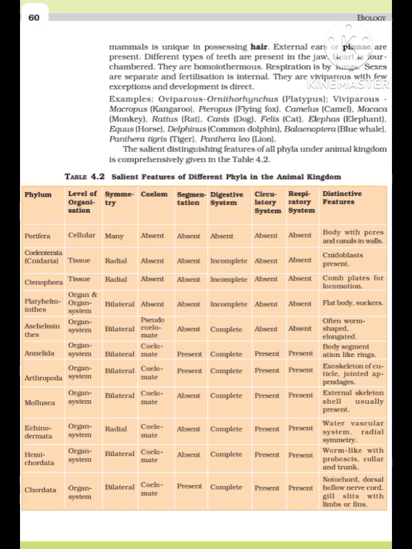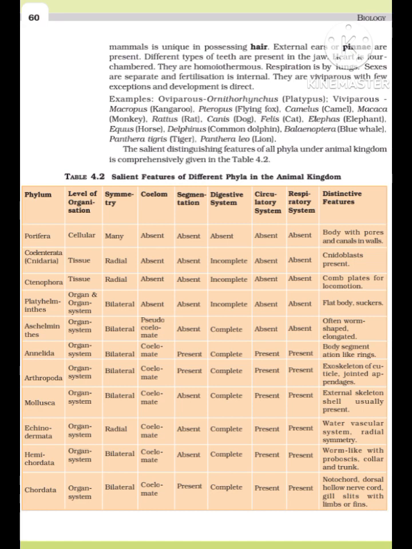External ears or pinnae are present. Different types of teeth are present in the jaw. Heart is four-chambered. They are homoeothermous. Respiration is by lungs. Sexes are separate and fertilization is internal. They are viviparous with few exceptions and development is direct.